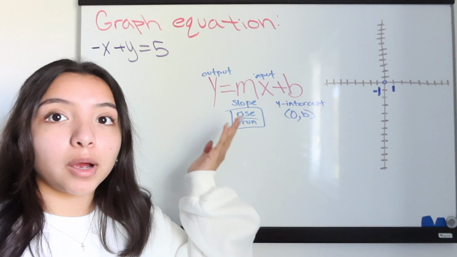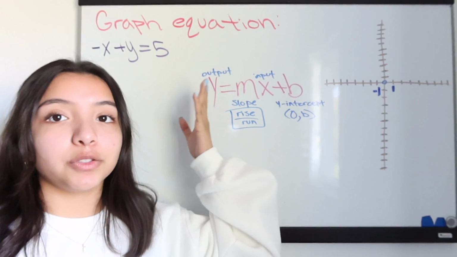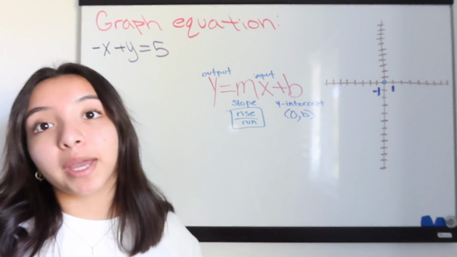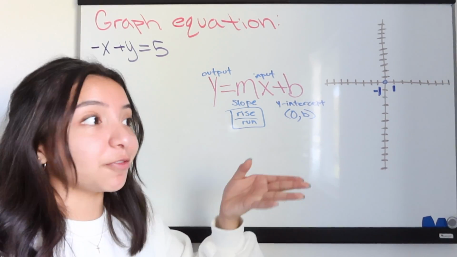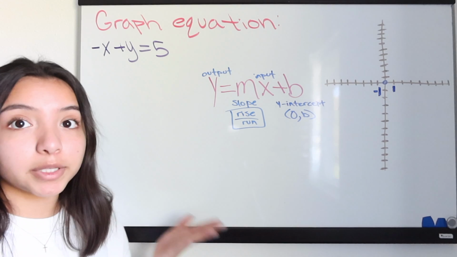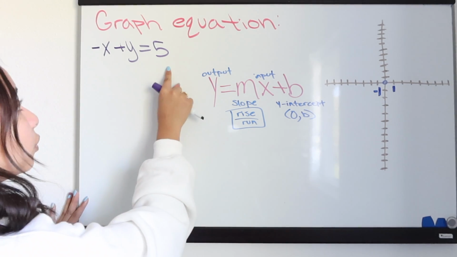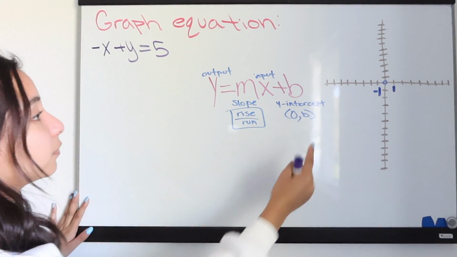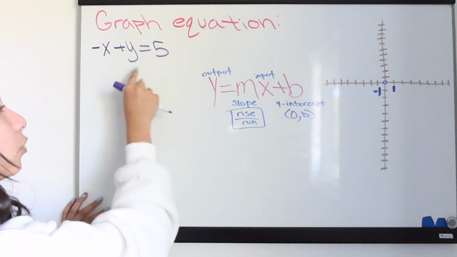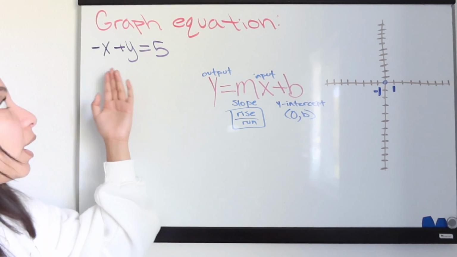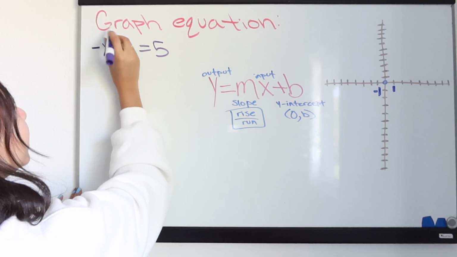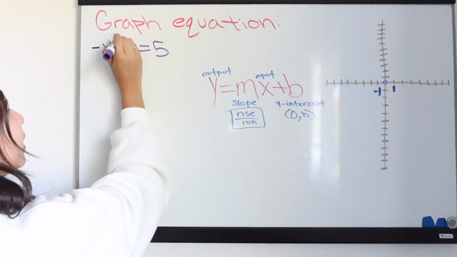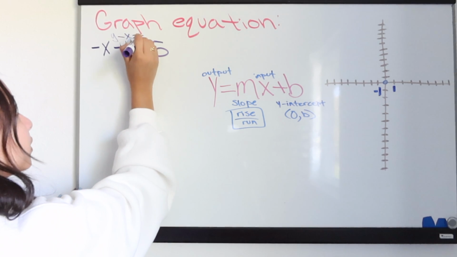Alright, so our first problem is negative x plus y is equal to 5, and we have to graph the equation. And I left this up here because this is very important. Alright, so our first step is to get this equation into slope-intercept form. So we have to isolate the y. What is happening to y? It is being subtracted by x. Because if we were to rewrite this, it would be y minus x is equal to 5.